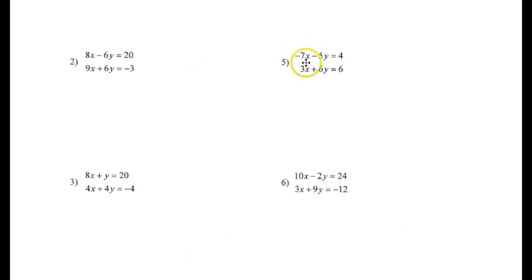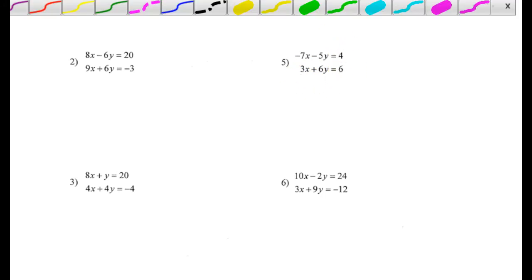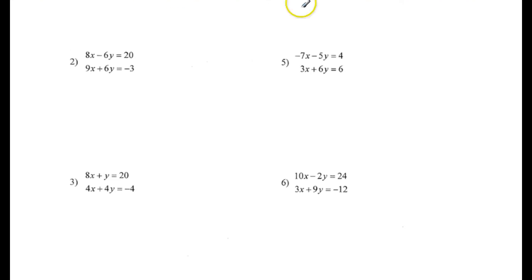So number 5, we've got negative 7x minus 5y equals 4, and 3x plus 6y equals 6. Now, we are going to take a little more time to show you how to set these up, because I do want to show you that it doesn't matter which letter you cancel out. Some people prefer to get rid of the x, some people prefer to get rid of the y. Okay, so I'm going to split this up. I'm going to show how to get rid of the x first.